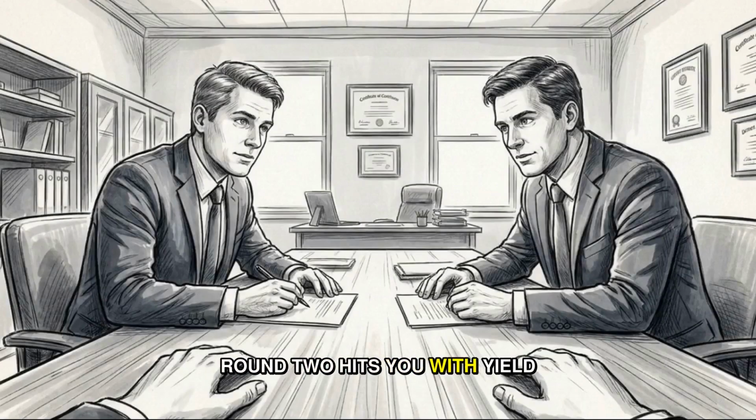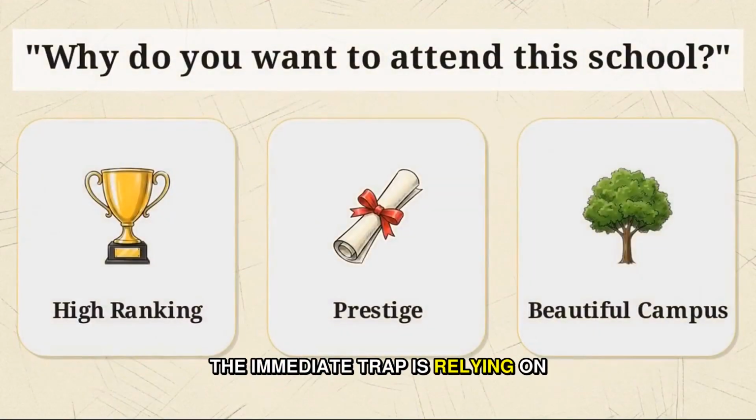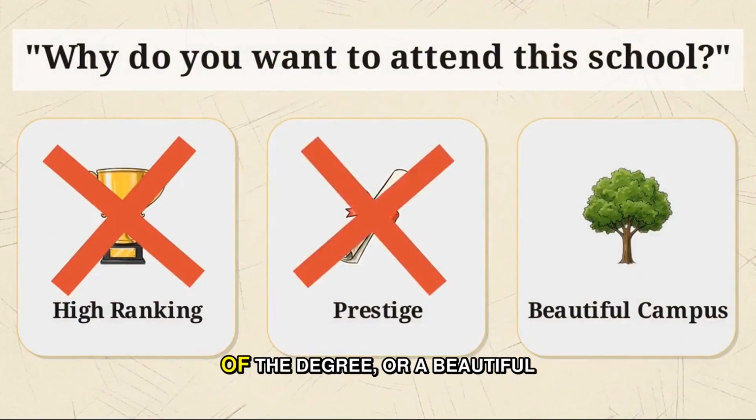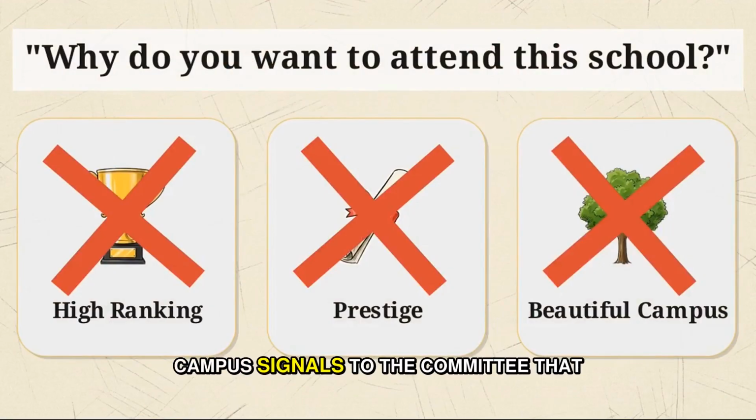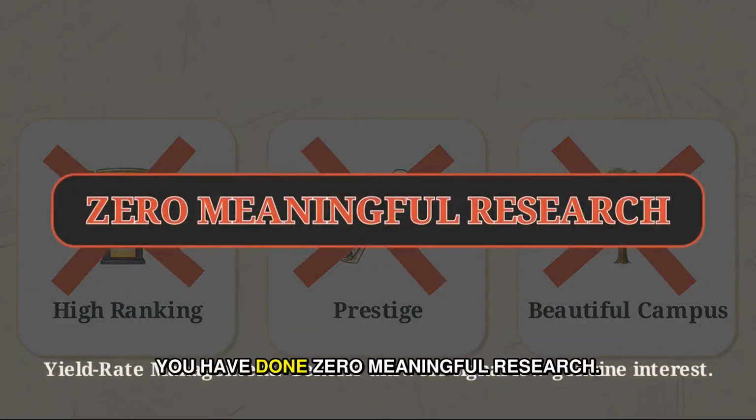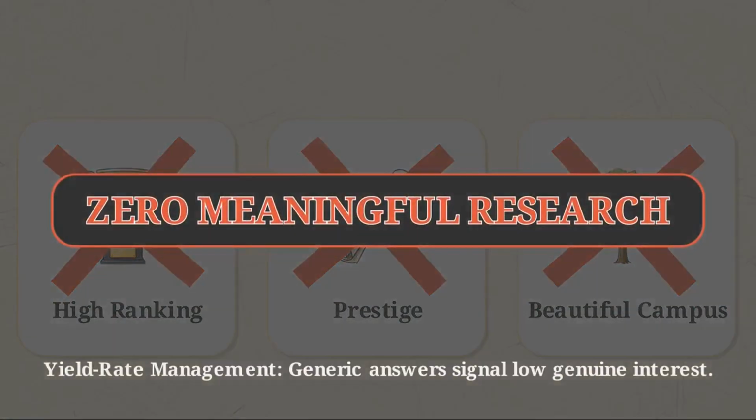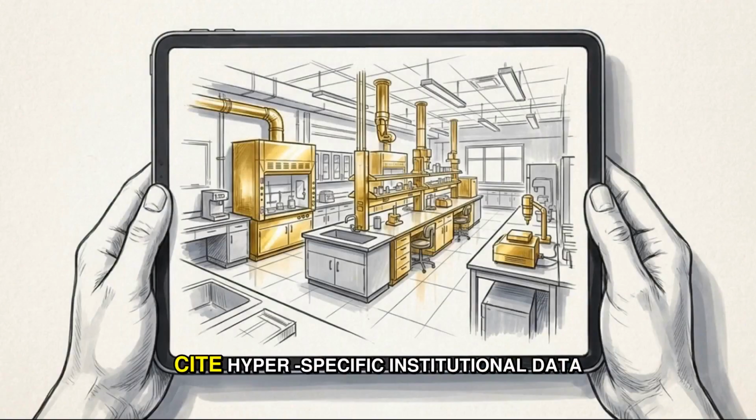Round 2 hits you with yield rate management. Why do you want to attend this university? The immediate trap is relying on generic praise. Citing their high ranking, the prestige of the degree, or a beautiful campus signals to the committee that you have done zero meaningful research. The winning pattern requires you to cite hyper-specific institutional data that proves your academic fit.